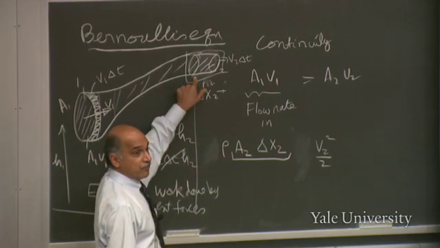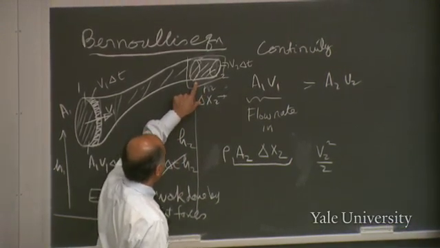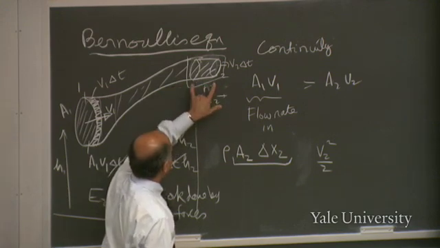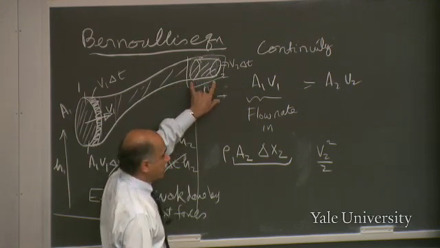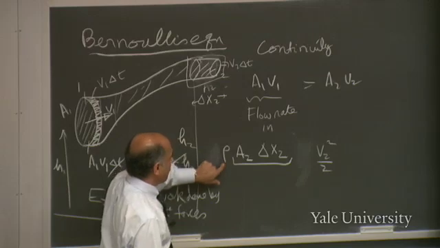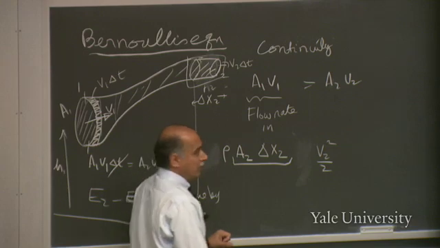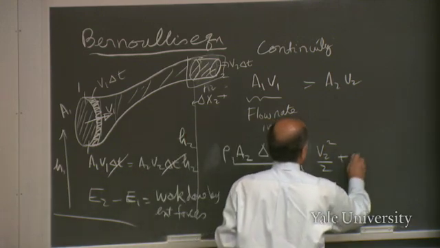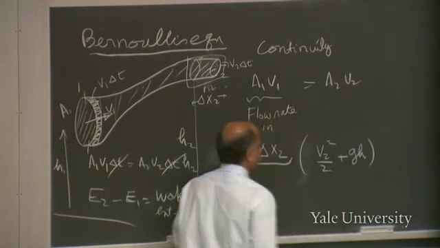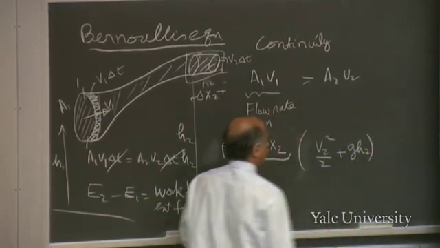What's the mass of the shaded region? It's got a base A2. It's got a height delta x2. That's a volume, and volume times density is the mass. mv squared over 2 is the kinetic energy. Potential energy will be the same mass times gh, but I should call it gh2.